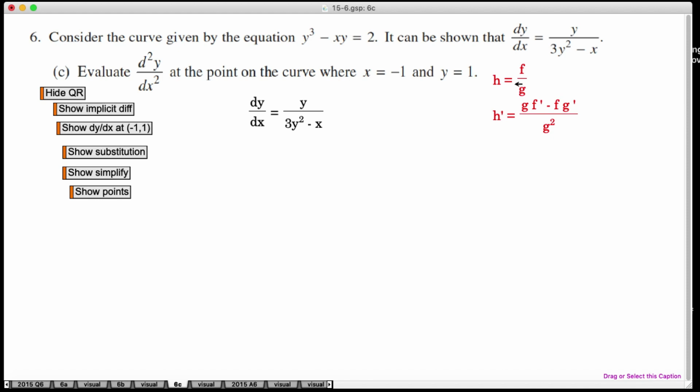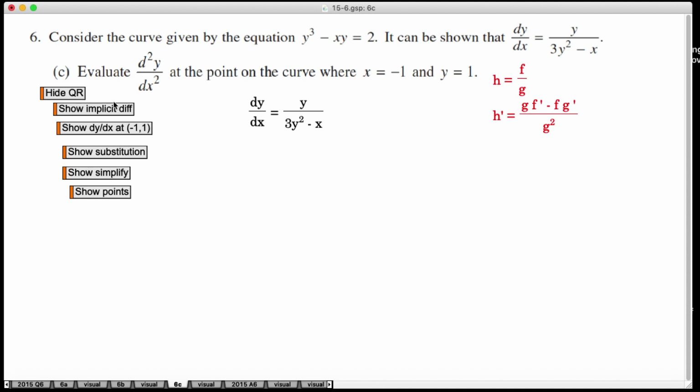So it's going to be denominator squared and then denominator. This way I know which term comes first. So I put denominator squared times, then it's the denominator times the derivative of the numerator minus the numerator times the derivative of the denominator. This way I don't get them backwards. So again, denominator squared, denominator times the derivative of the numerator.